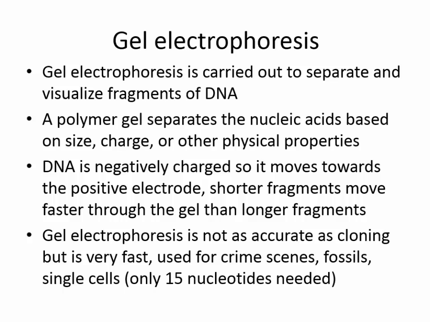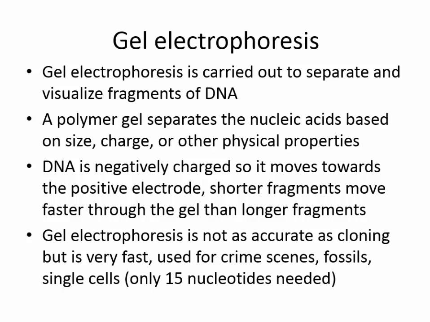What is that? It's a polymer gel on a plastic plate, and it separates nucleic acids based on size or charge or any other physical property that we're studying at that time. DNA is negatively charged, so when this gel is placed in a buffer and the current is turned on, the DNA molecules start moving towards the positive electrode. But the shorter fragments of the DNA will move faster through the gel than the longer fragments. And so then you read it against a library and you find out what you have.